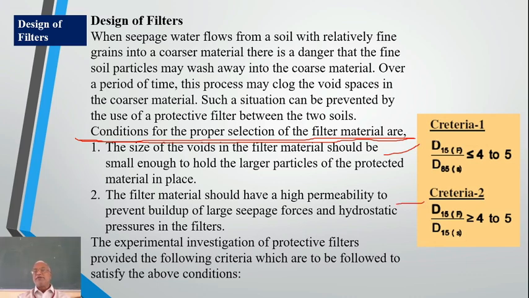There is a condition on D15 of the filter. You know what is D15? D15 is the size below which 15% of the particles of soil are lesser, right? D85 is the size below which 85% of the particles are lesser, right? So this is D15 of the filter, D85 of that soil which is being protected. It should be less than 4 to 5. D15 of filter and D15 of soil should be greater than or equal to 4 to 5.